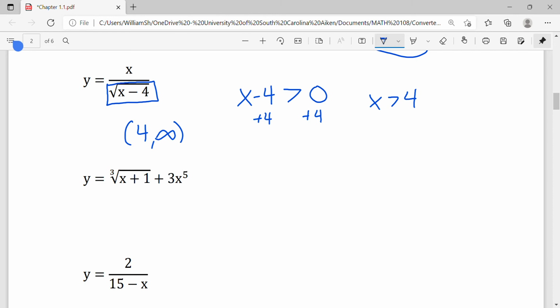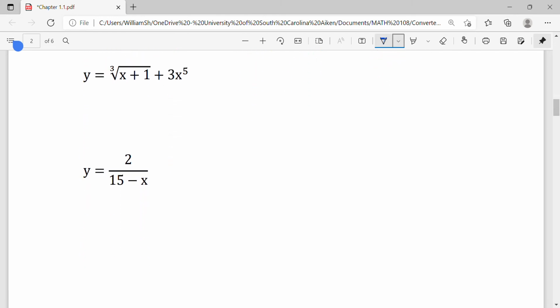Okay. Now, in this next example, I have y equals the cube root of x plus 1 plus 3x to the 5th. Now, I have a root here. But what we'll notice about this root is it's an odd root. Okay, it's a 3. So, with this odd root here, I'm not necessarily concerned about taking the root of a negative anymore. I'm really only concerned about taking the root of a negative when the root is even. Okay, and that's a very important point.